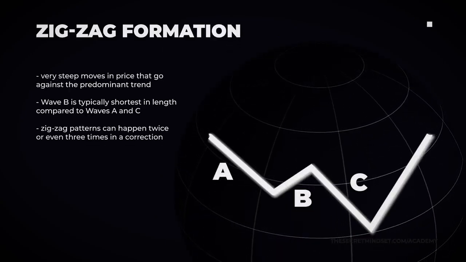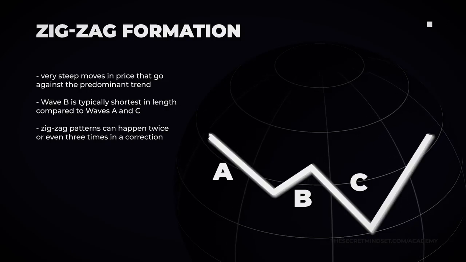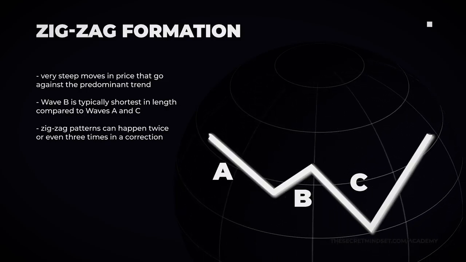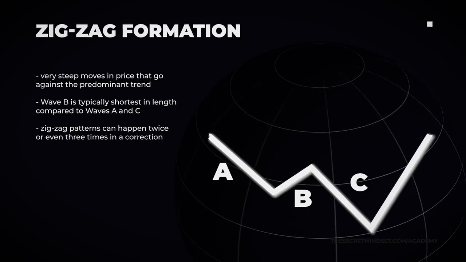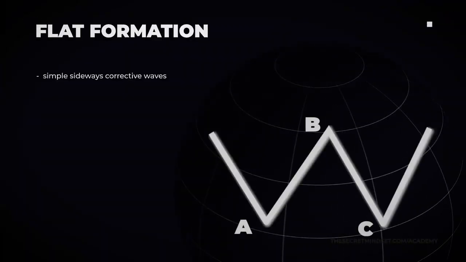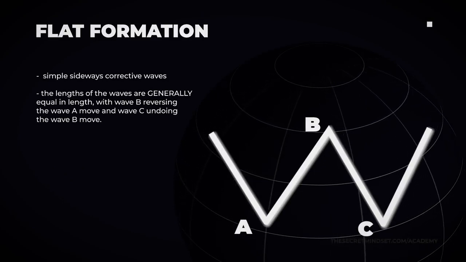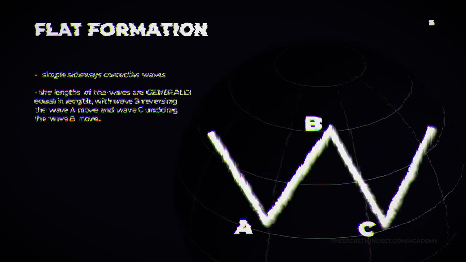The first one is the zigzag formation. Zigzag formations are very steep moves in price that go against the predominant trend. Wave B is typically shortest in length compared to waves A and C. These zigzag patterns can happen twice or even 3 times in a correction. The second one is the flat formation. Flat formations are simple sideways corrective waves. In flats, the lengths of the waves are generally equal in length, with wave B reversing the wave A move and wave C undoing the wave B move.